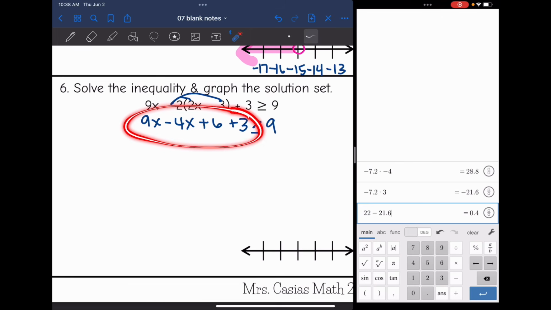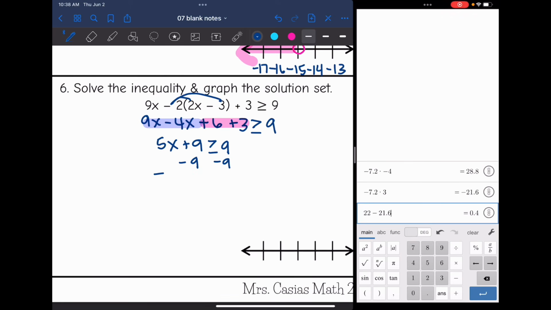Okay, still not simplified over here. I need to combine like terms. 9x minus 4x is 5x. And 6 plus 3 is 9. Greater than or equal to 9. Okay, next step is to subtract 9, remove the constant, and I get 5x is greater than or equal to 0. And then I'm going to divide by 5. And 0 divided by 5 is 0. So I get x is greater than or equal to 0.